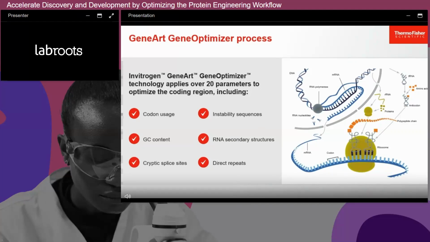What we do with the gene optimizer is that this algorithm takes into consideration 20 different parameters. It's not only about the codon adaptation index itself, but it also takes into consideration GC content, the presence of cryptic splice sites, secondary structures, or direct repeats, and all elements that indirectly influence protein expression.